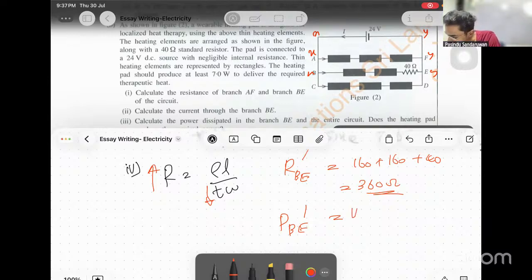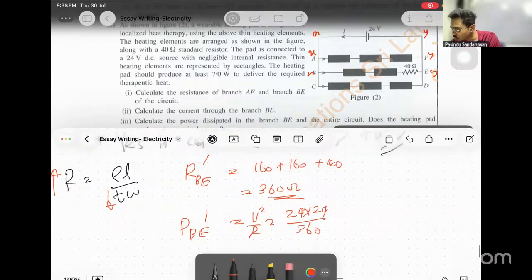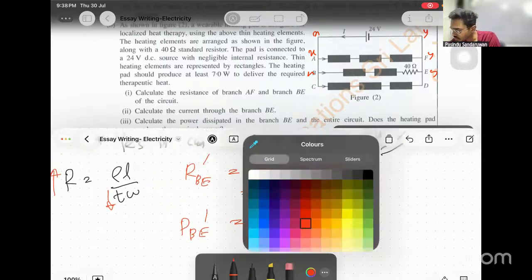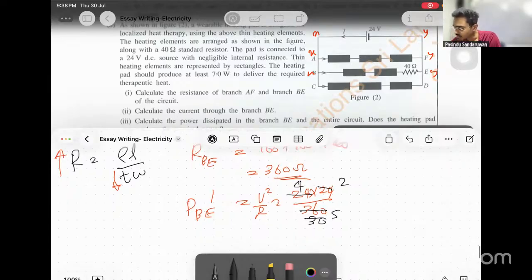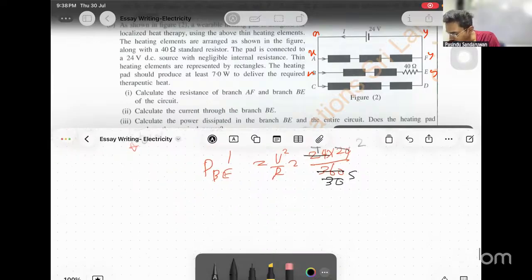Now the potential difference is still unchanged, so we use V squared over R. Then 24 times 24 over 360. Then 12 times 2, 12 times 30, 6 times 4, 6 times 5. Then it becomes 1.6. So this is 1.6 watts.